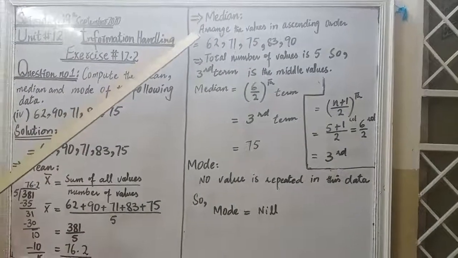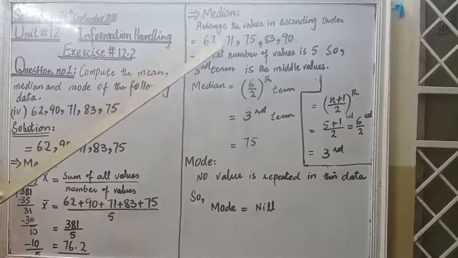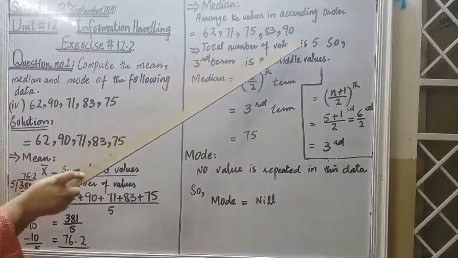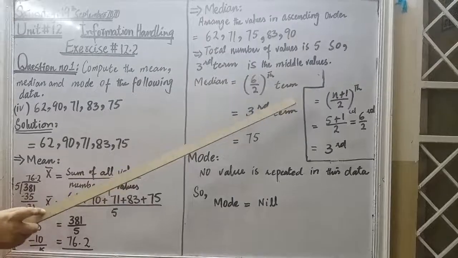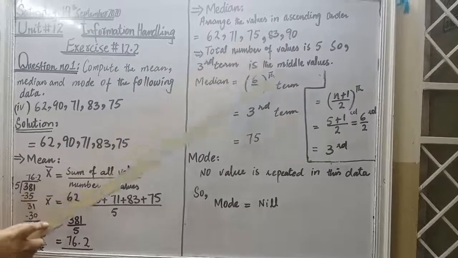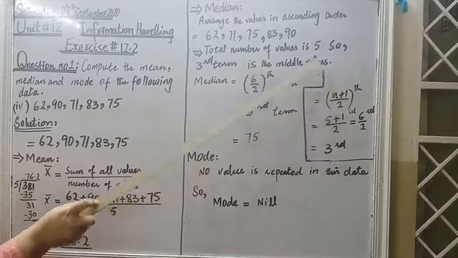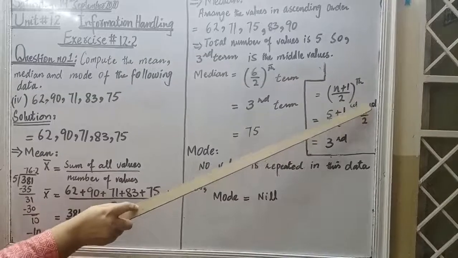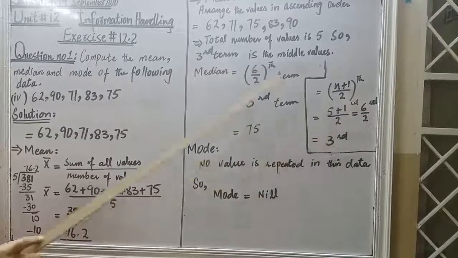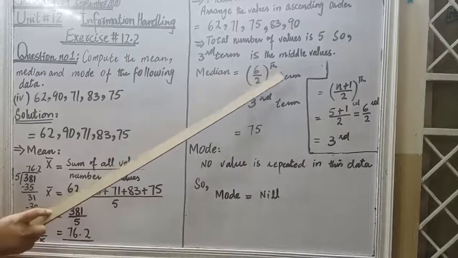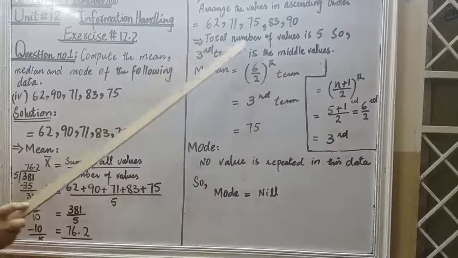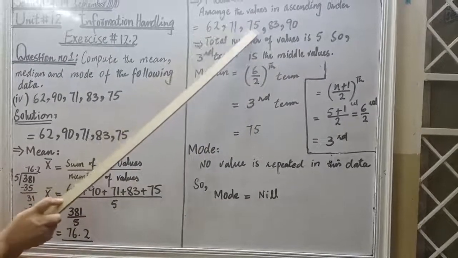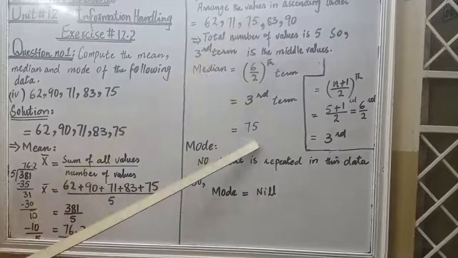In the median, first we arrange the values in ascending order: 62, 71, 75, 83, 90. The total number of values is equal to 5. So we use the formula for odd numbers when the data is in odd numbers: n plus 1 divided by 2. The total number of values is 5, plus 1, divided by 2. So 6 by 2, the 3rd term. The median is equal to the third term. The total number of values is 5, so the third term is the middle value. Our third term is 1, 2, 3. This is our third term. So our median is 75.